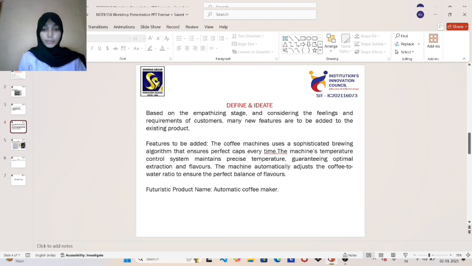Features to be added. The coffee machine uses a sophisticated brewing algorithm that ensures perfect cups every time. The machine's temperature control system maintains precise temperature, guaranteeing optimal extraction and flavors. The machine automatically adjusts the coffee to water ratio to ensure the perfect balance of the flavors. Futuristic product name is Automatic Coffee Maker.